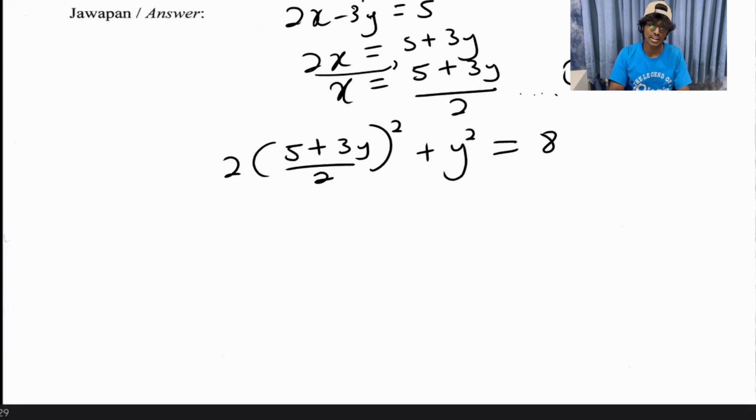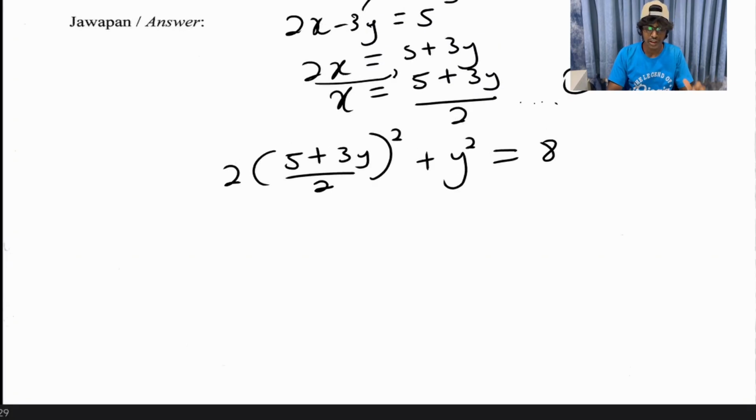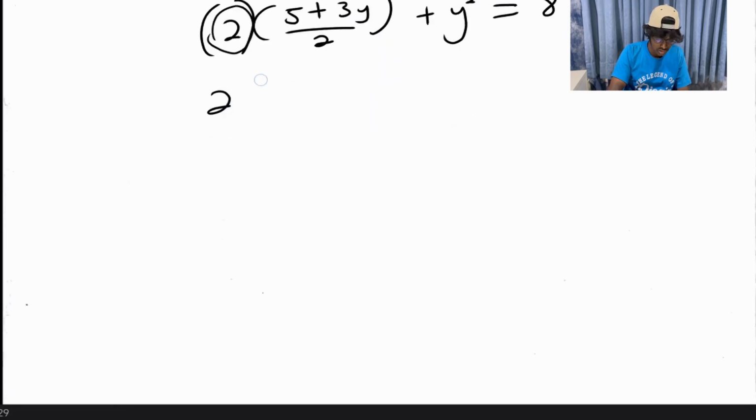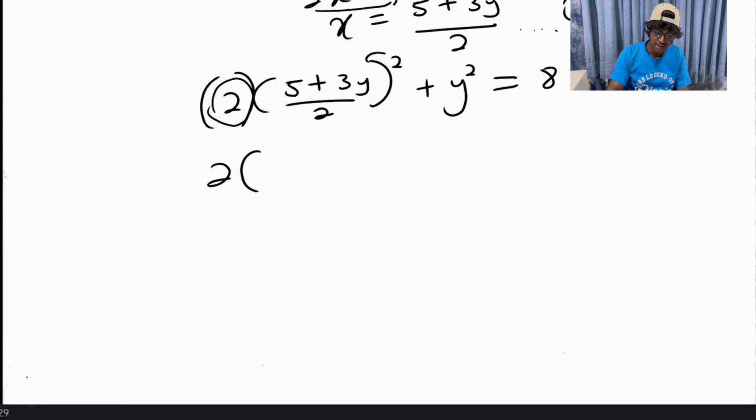Okay, as we can see here now, there is only y in this equation, meaning we can find y's value because there is no 2 unknowns right now. There's only one. There's only y. So we can find the value. Right now, they say kuasa 2. So obviously, before timesing this 2 and whatever's inside, we need to do the kuasa 2 part first. Okay, let's do the kuasa 2 part. Right now, they are saying here 5 plus 3y.